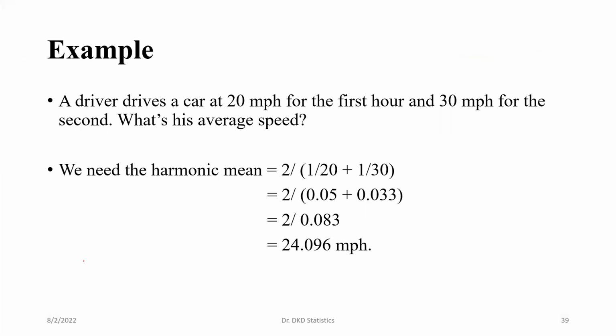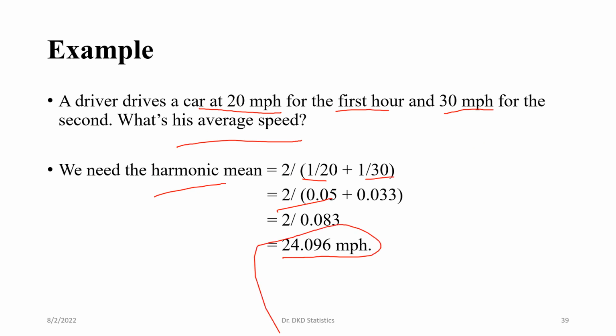One more example. If a driver drives a car at 25 kilometers per hour for the first hour and 30 kilometers per hour for the second, what is his average speed? So we need the harmonic mean: 2 divided by (1 by 20 plus 1 by 30). We can solve it and say 24 kilometers per hour, or miles per hour.